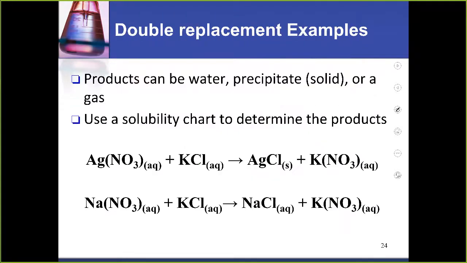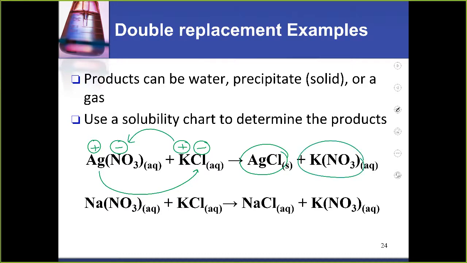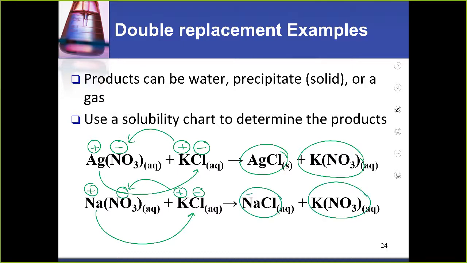Let's look at an example of this. You can actually write the generic equation right on top. Here's my plus, here's my minus, here's my plus, here's my minus. Plus and minus stick together, Ag and Cl forming this compound. Potassium and nitrate sit together forming this compound. Okay? Let's look at the next one. You've got plus, minus, plus, minus. Na is going with Cl, plus and minus together. Potassium going with the minus, plus and minus together. You have two compounds. Literally, they're just switching their partners. So this one is super easy to do.